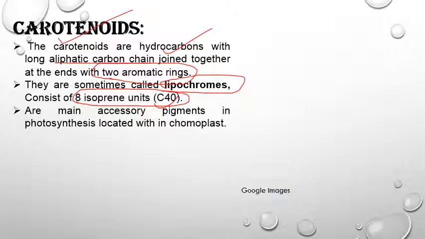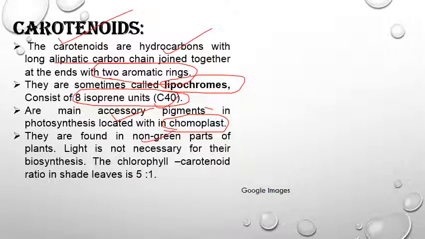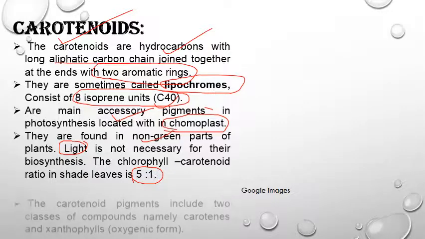They are the main accessory pigments. They are helping pigments in photosynthesis and located within the chromoplast. So those wavelengths which are not absorbed by chlorophyll, they are absorbed by these accessory pigments, the carotenoids. They are found in non-green plant parts, and light is not necessary for their formation. So even without light, these pigments can be synthesized in the plant, and the ratio of chlorophyll and carotenoid in shade leaves is 5:1. So 5:1 means 5 chlorophyll molecules and 1 carotenoid molecule.